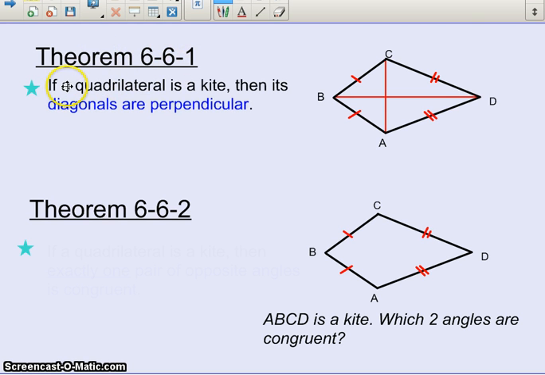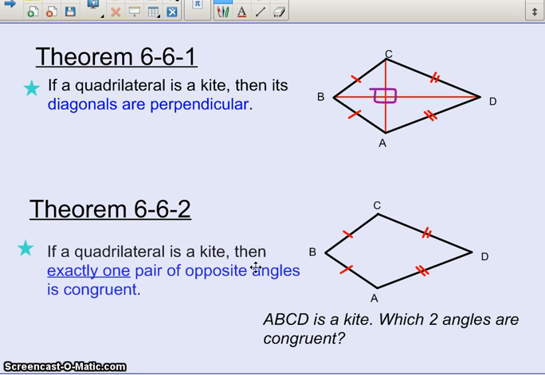Alright, the first theorem says if a quadrilateral is a kite, then its diagonals are perpendicular. So again, you should know what diagonals are from all the other parallelograms and stuff that we've talked about. I think the rhombus also has diagonals that are perpendicular, but now we're going to have one more quadrilateral, which is the kite, is going to have the diagonals perpendicular. So now you have two.